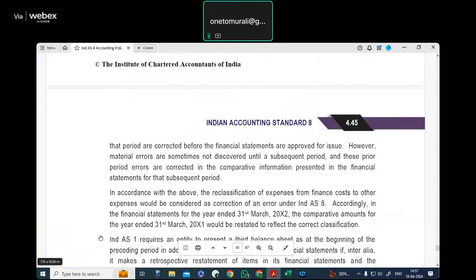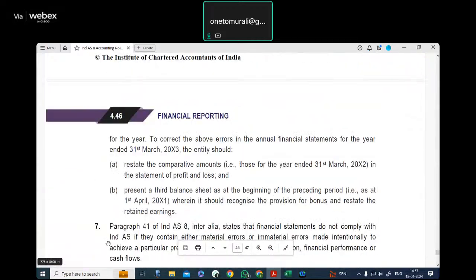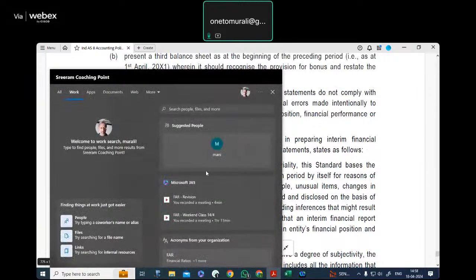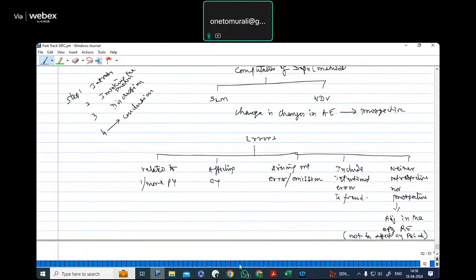So disclosure and notes, as in how you make the presentation, is more important. See, many a time students take it up a little easy and they do not focus on how to make a presentation. So with that, I would consider that Ind AS 8 is getting over.